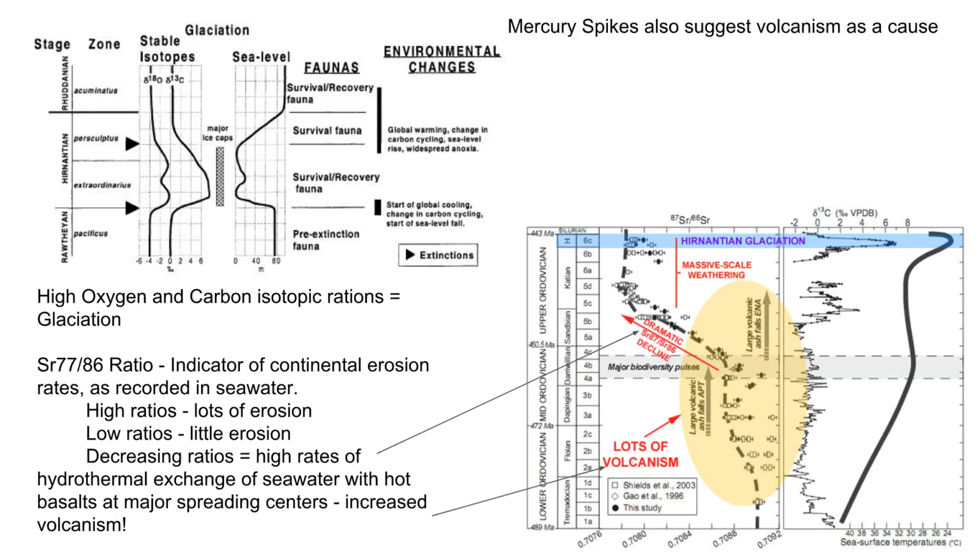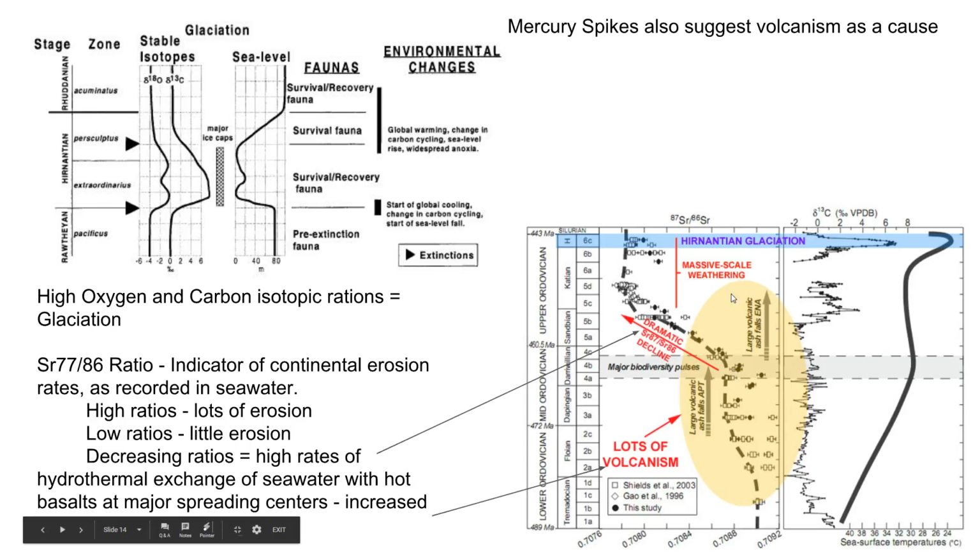But at the same time, we have a cooling going on. So that seems to actually go along pretty well. Decreasing ratios are also indicative of high rates of hydrothermal exchange of seawater with hot basalts at major spreading centers, as well as volcanic activity in general. So now we're starting to see lots of volcanism going on.